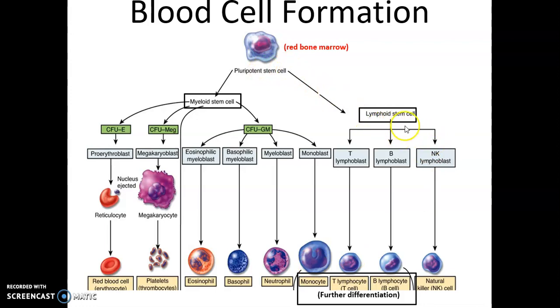Or it can go down another route as a lymphoid stem cell and become either T lymphocyte, B lymphocyte, or natural killer cell. And as you can see, some of these cells further differentiate depending on where they go in the body and what happens to them. So again, you do not need to memorize this chart. Just know that the pluripotent stem cells in the red bone marrow can lead to either one of two possible routes that will lead eventually to the different kinds of blood cells, erythrocytes, thrombocytes, the various leukocytes, including the lymphocytes, which have their own special way to be produced.